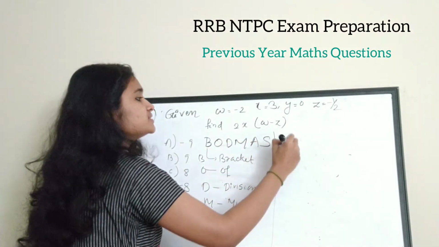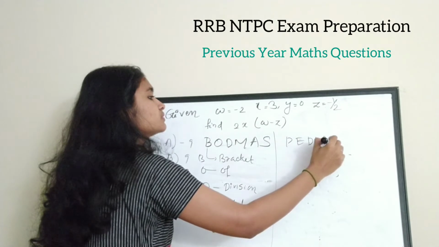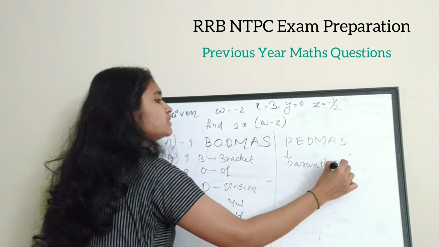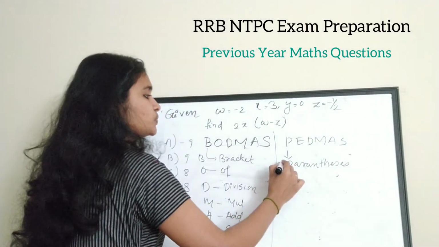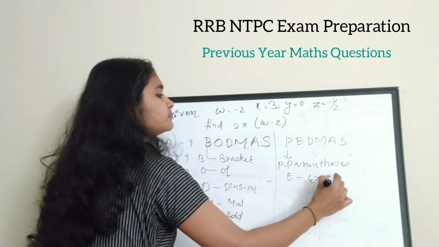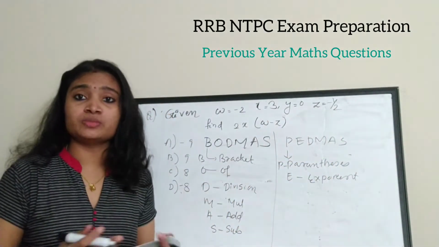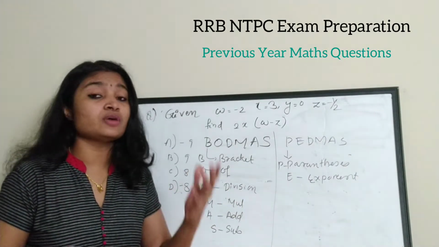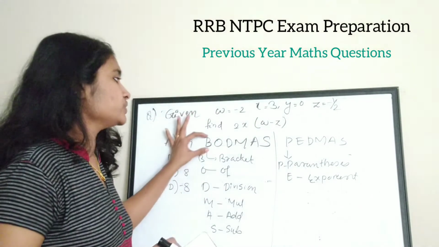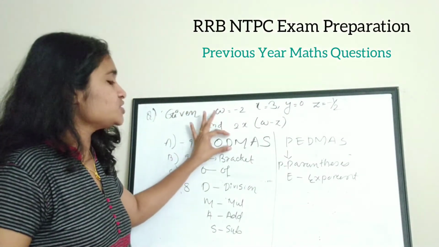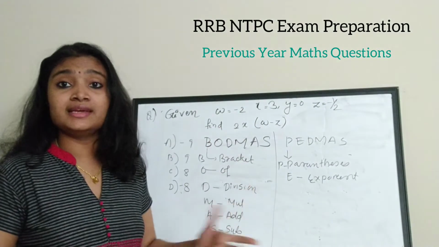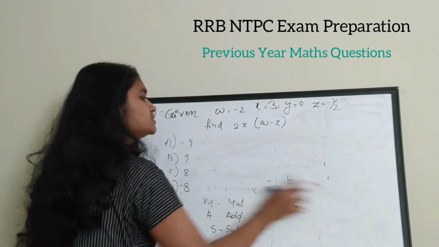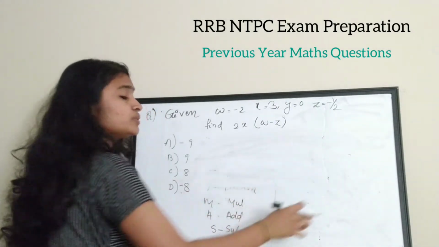Also, in some places it is called PETMAS, where P is parenthesis, which is the same as bracket, E is for exponent, and the rest is the same: division, multiplication, addition and subtraction. So when a complex calculation is given, you have to follow this rule. That is, you first solve the bracket, then O for exponent, division, multiplication, then addition, and lastly subtraction. So we are going to solve this question by following the BODMAS rule.